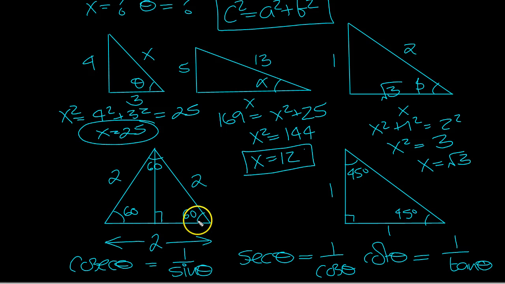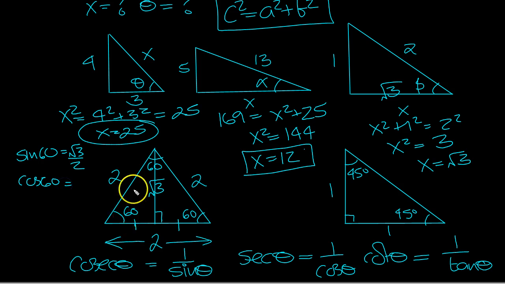Take it as 2, 2, 2. 60, 60, 60 equilateral triangle, side length 2. This would be 1 here and 1 here, wouldn't it? And if that's 2 and that's 1, this has to be root 3 by Pythag, because this squared and this squared must add up to 4, because 2 squared is 4. So that's root 3. So straight away we can see that sine 60 is opposite over hypotenuse, root 3 over 2. You get them all from this. Cos 60, adjacent over hypotenuse, is a half. Then this angle here is 30.